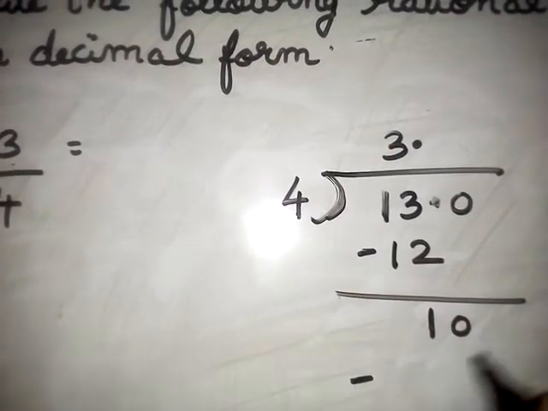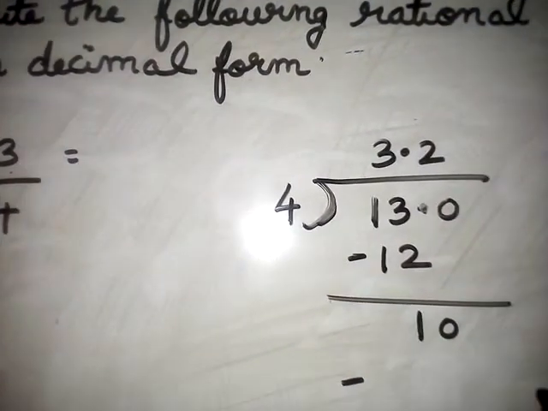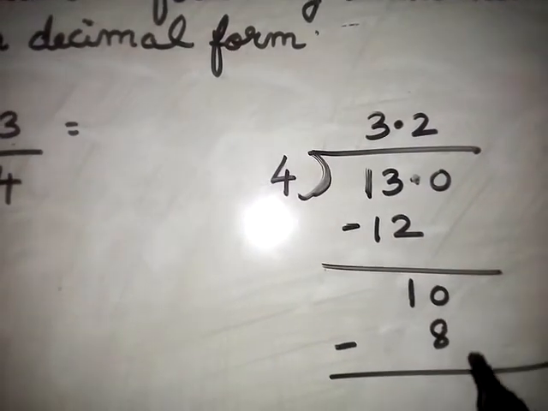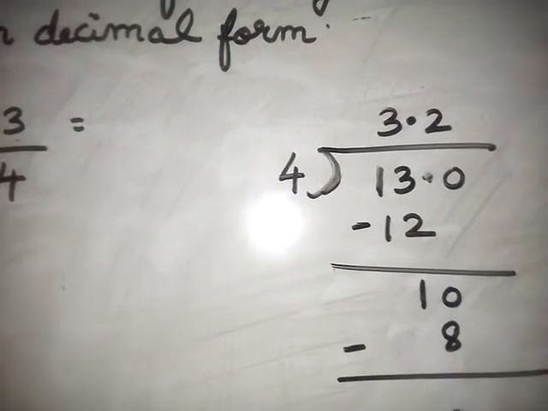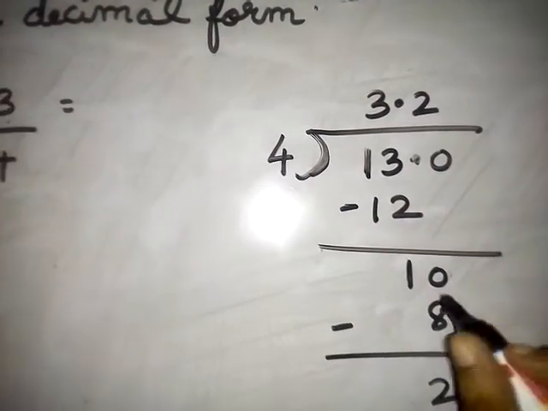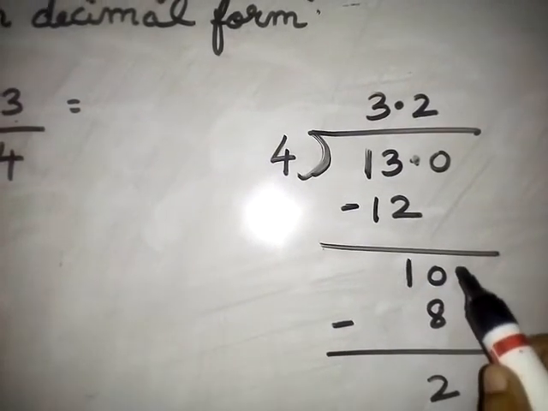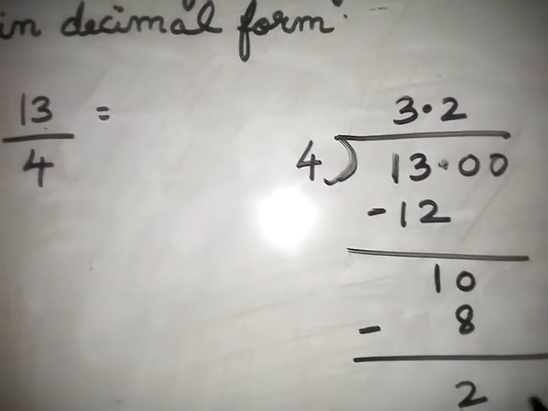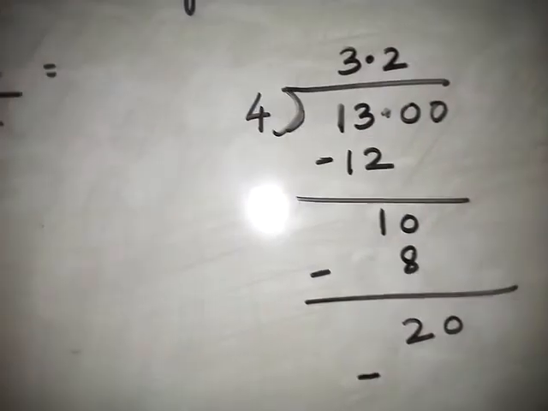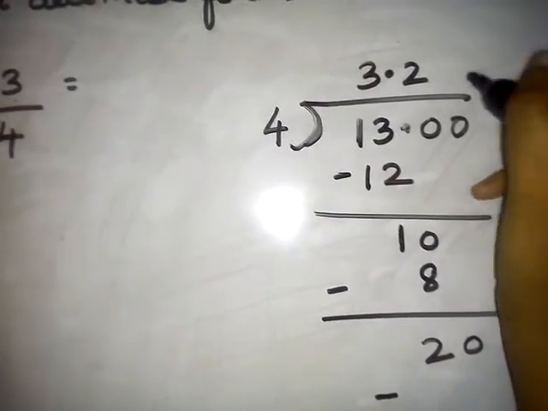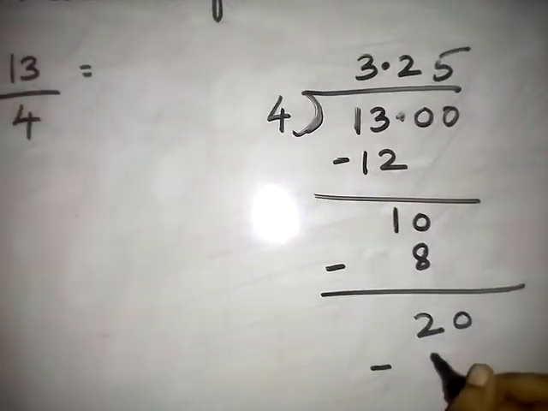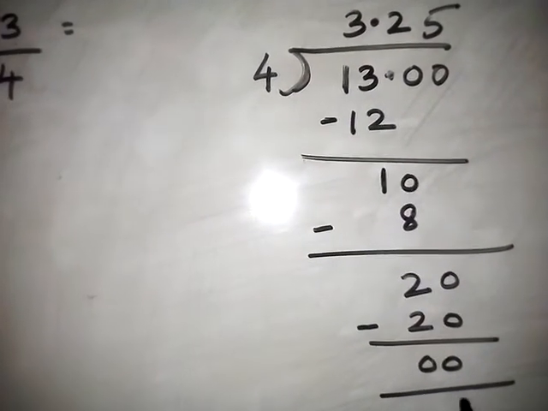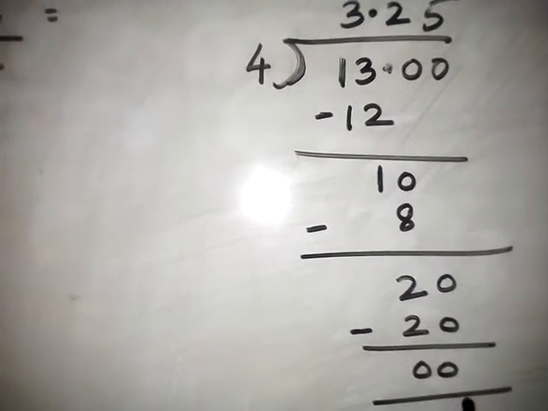4 2s are 8. 10 minus 8, 2. You can do the cancellation method also if 0 minus 8 is not going, or you can use direct subtraction also. Again take 0. 4 5s are 20. So I got remainder 0. So you have to stop now.